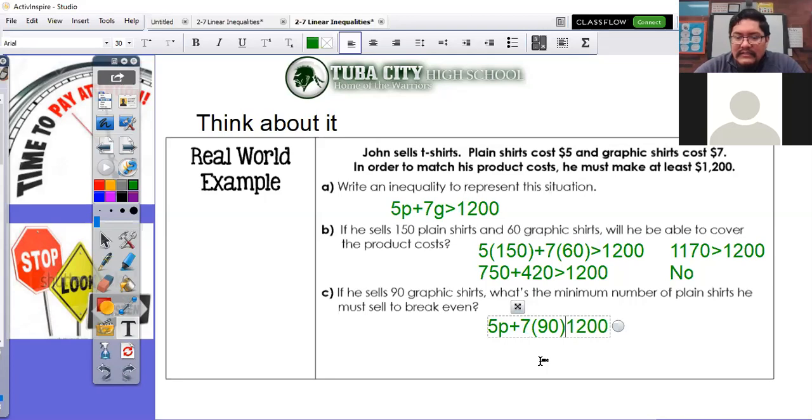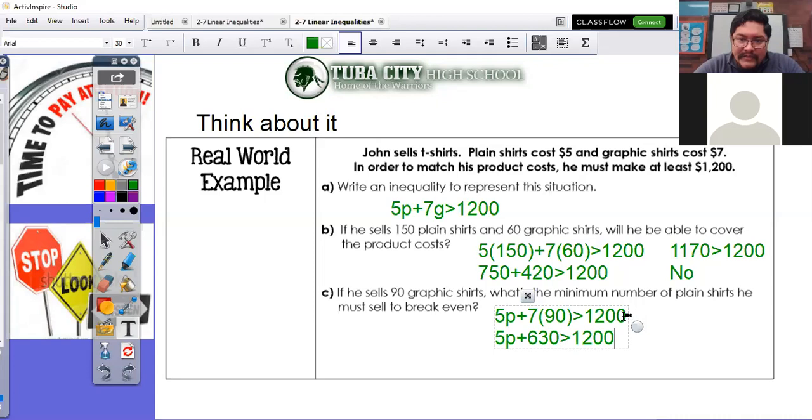All right, so let's see. Set up our equation again, or inequality. I keep saying equation, even though it kind of acts like an equation. I have to say the word inequality. All right, so let's see. He sold 90 shirts at $7 a piece. So 9 times 7 would be pretty easy. That'd be 63, so it'd be $630.